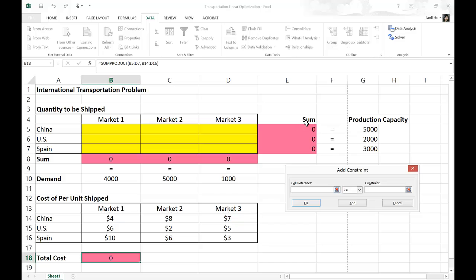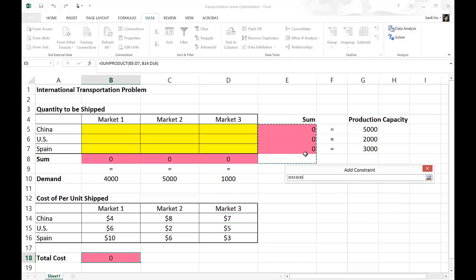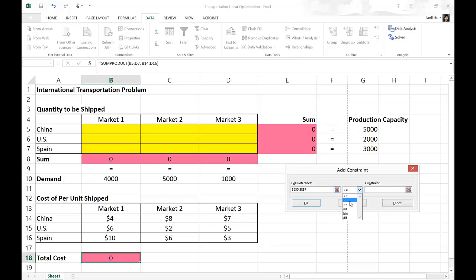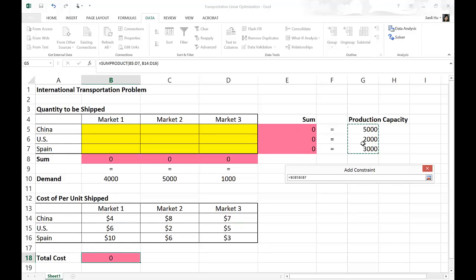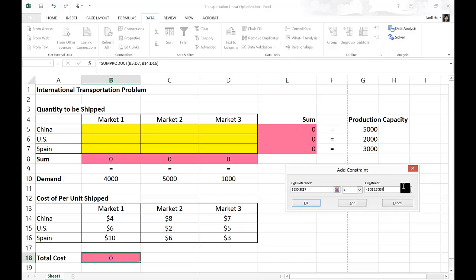Basically, for every country, the amount they send out should be equal to the amount they can produce. So my first group is whatever I'm sending out from each country, from E5 to E7, should be equal to whatever I can produce. As you can see, I enter the constraint as a group. Okay, and I hit enter or add.